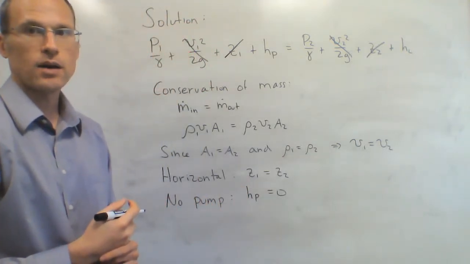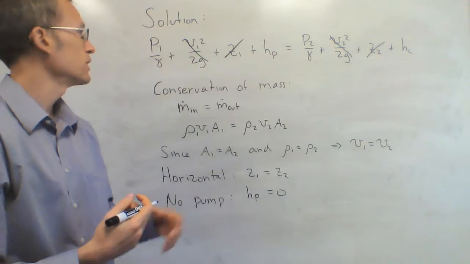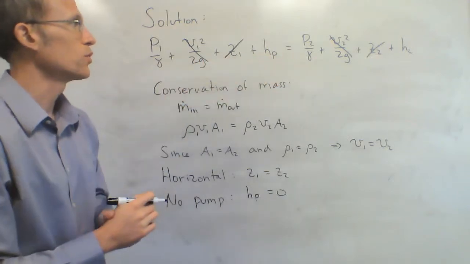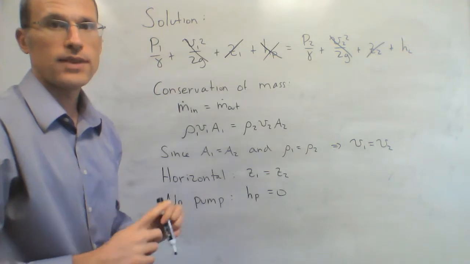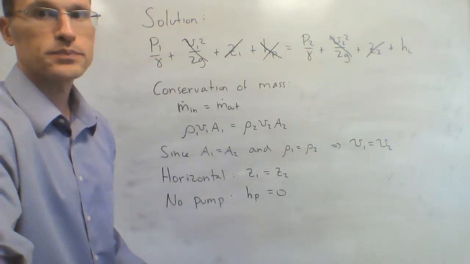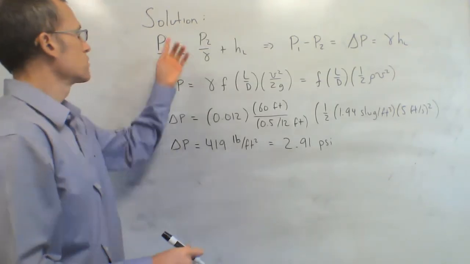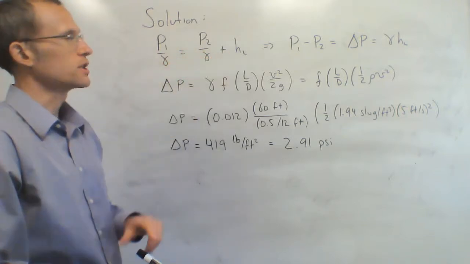And then finally, I don't have a pump here. What's producing the flow is the pressure difference between point 1 and point 2, so I can get rid of my pump gain HP, and that's the equation I'm left with. So P1 over gamma equals P2 over gamma plus HL is what I'm left with.